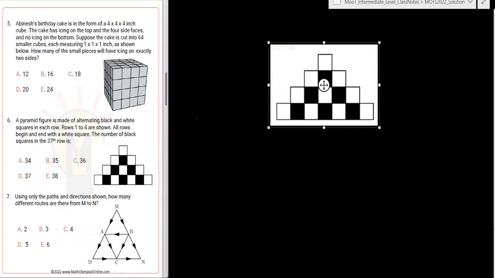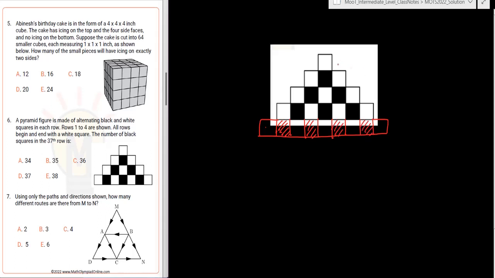Okay. Now just to see how the next one is going to look, we can draw that. It's going to have one square here, and it's going to have all these squares. So this is how the next row is going to look, and it begins and ends with white. So that means this is going to be black, this is going to be black, this is going to be black, this is going to be black.